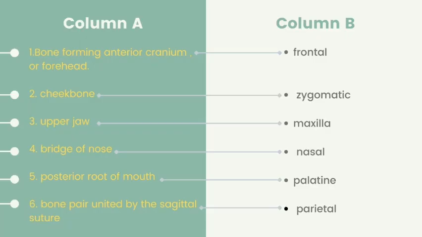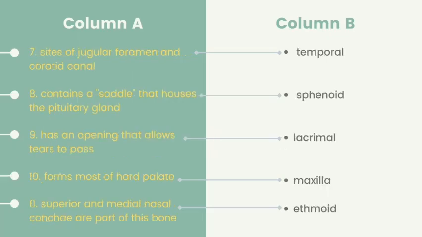Next, number 9, match the bones in column B with the description in A. Number 1, frontal. Number 2, zygomatic. Number 3, maxilla. Number 4, nasal. Number 5, palatine. Number 6, parietal. Number 7, temporal. Number 8, sphenoid. Number 9, lacrimal.